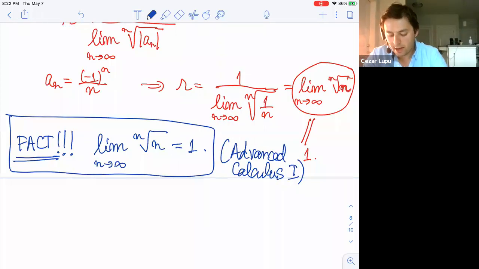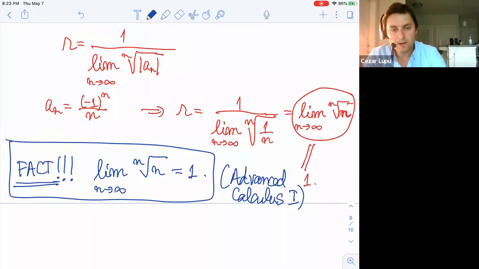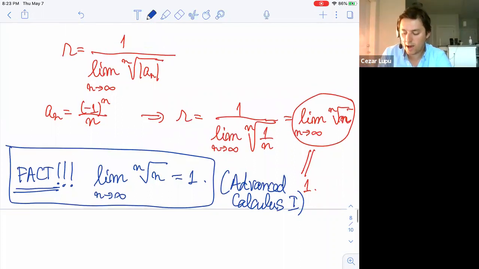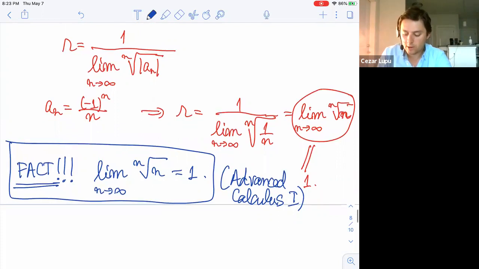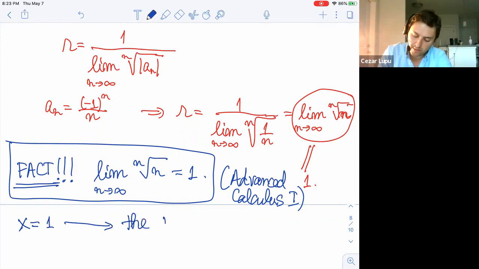So this means that, according to the theorem, the power series should be uniformly convergent on (-1, 1). But we do have a problem: we have to evaluate the endpoints. So the endpoints will be when x equals 1. We've seen that x equals 1 is good, and we have that the power series is convergent.